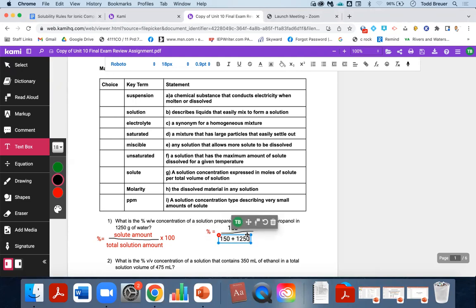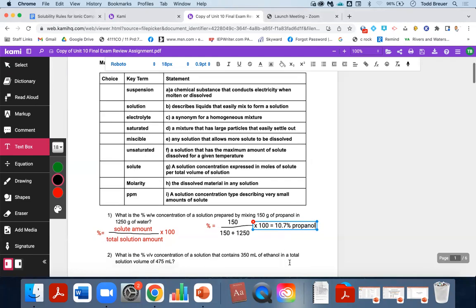And we now have the setup for calculating this. And we would multiply by 100. So we'll take 150 divided by the sum of 150 plus 1250. So that's 1400. 150 divided by 1400. And we'd multiply by 100, and we'd see we get a solution that is 10.7% propanol.